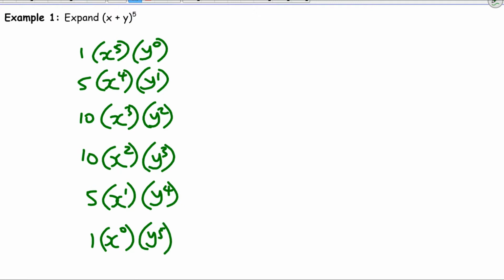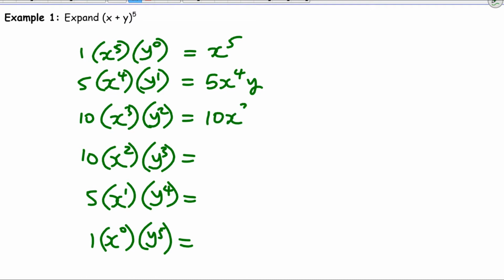And then what we want is just to simplify this. So let's go ahead and simplify each of these. This will be x to the power of 5. Just use laws of indices. This will be 5x to the power of 4 y. This will be 10x cubed y squared. And this will be 10x squared y cubed. And this will be 5xy to the power of 4. And this will be y to the power of 5.